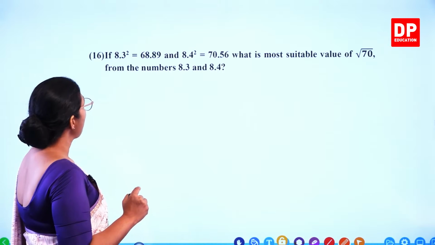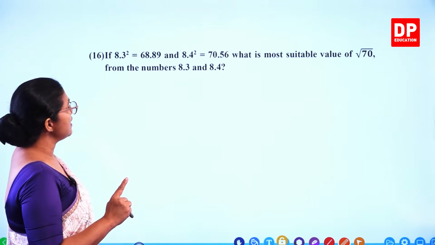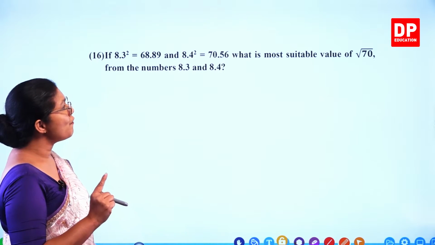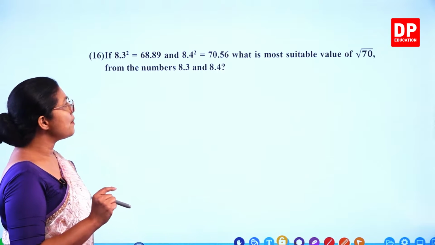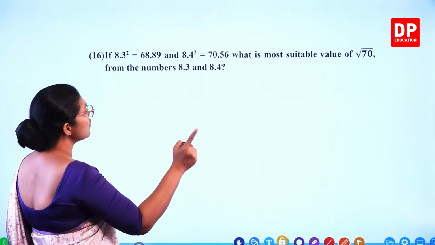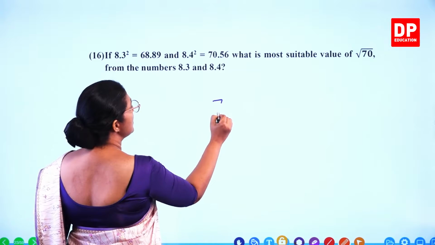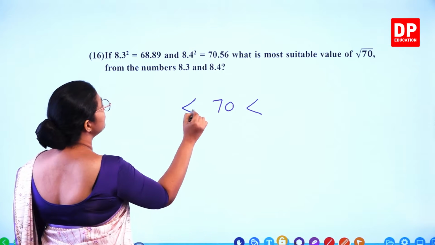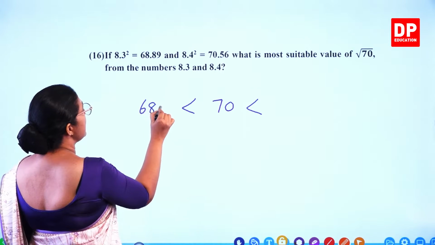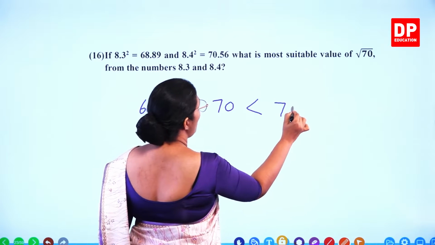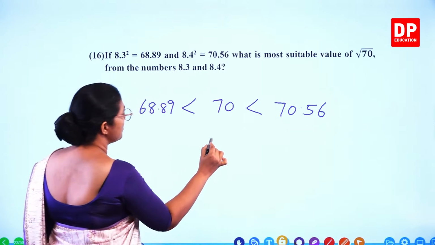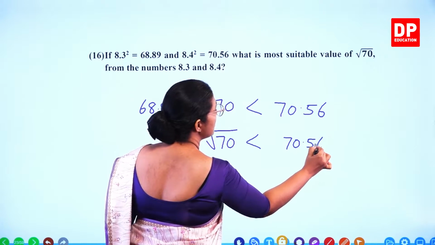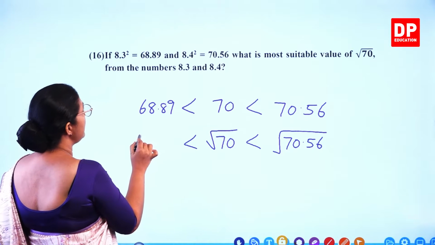Question number 16. If 8.3 squared is 68.89 and 8.4 squared is 70.56, what is the most suitable value of root 70 from the numbers 8.3 and 8.4? So, we can see these are the two values in between. 70 is in between 68.89 and 70.56. When you take the square root, that should be in between the square root here and here.